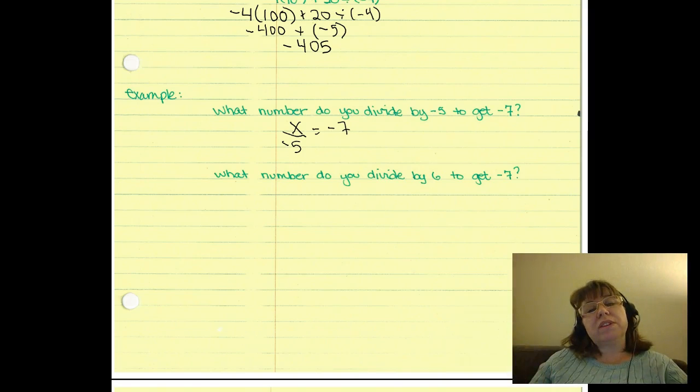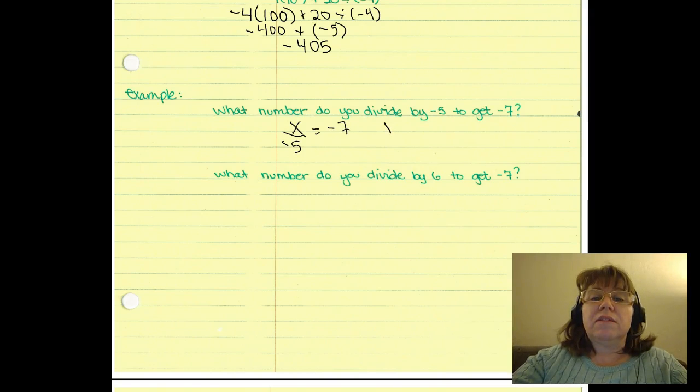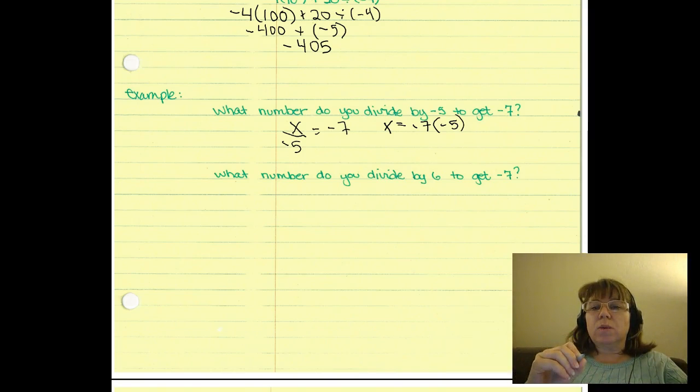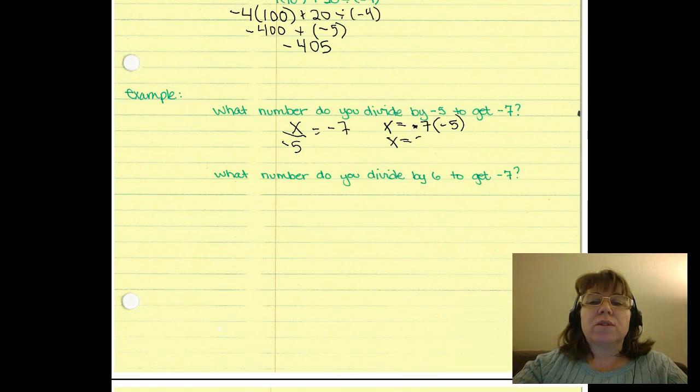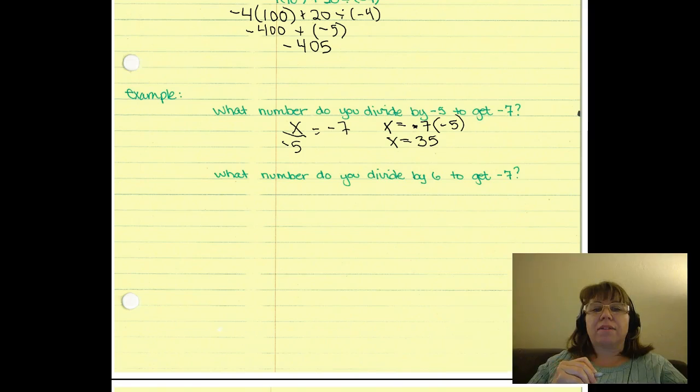But remember, with a division problem, I can rewrite it as multiplication. It would be the dividend equals the quotient times the divisor. So x is going to equal negative 7 times negative 5. Negative times negative is a positive, 7 times 5 is 35. So my unknown value is going to be positive 35.